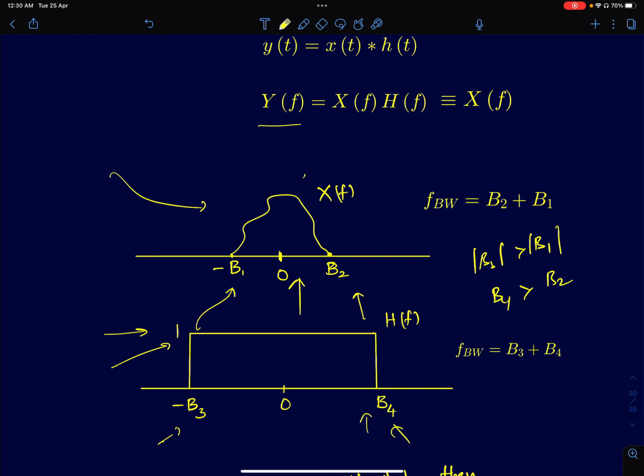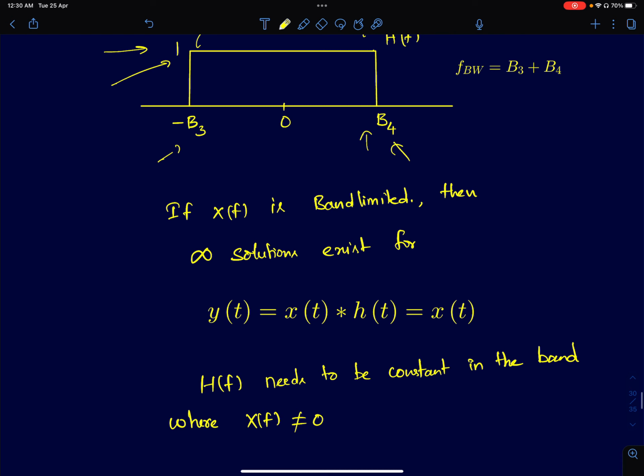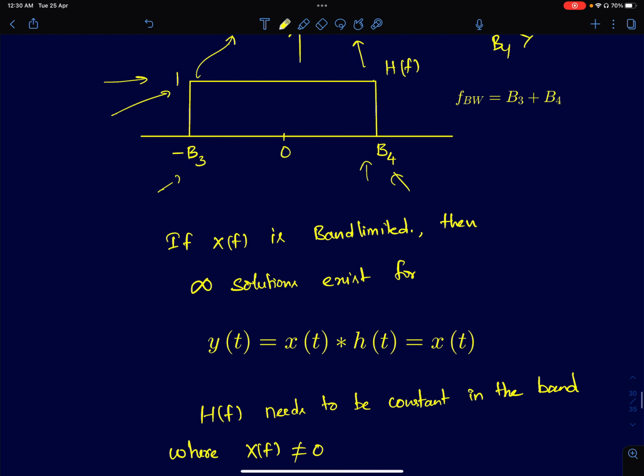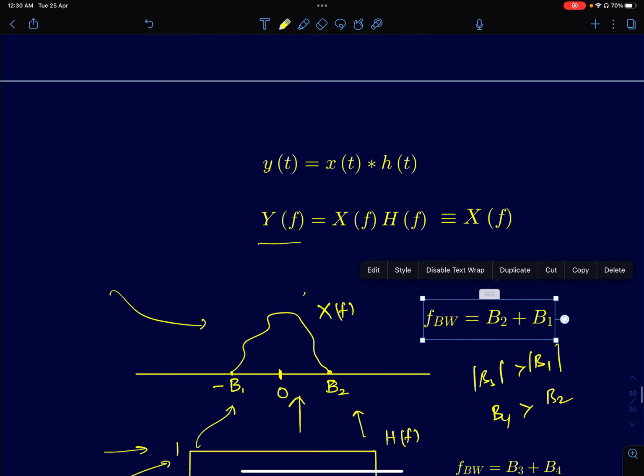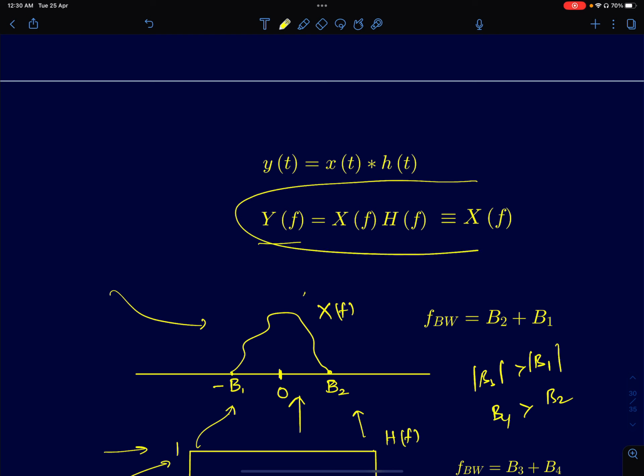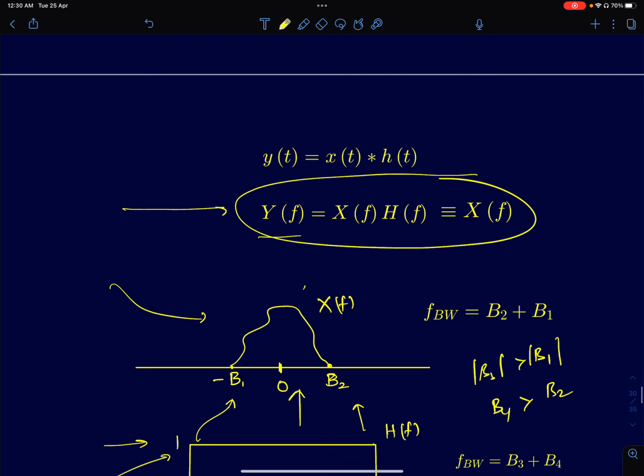Now, if you satisfy this condition, then I'll get the output to be exactly equal to the input. So that's it. I've just solved the problem. All I'm trying to say is that you take any band limited signal, then there are infinitely many possible solutions which will satisfy this condition, where your output will be equal to input.